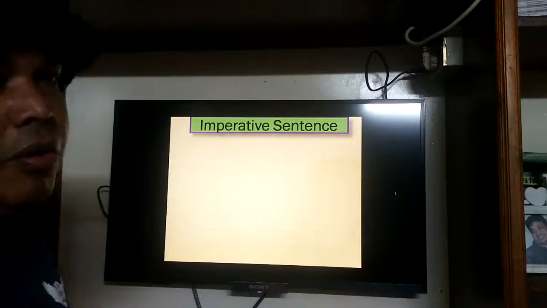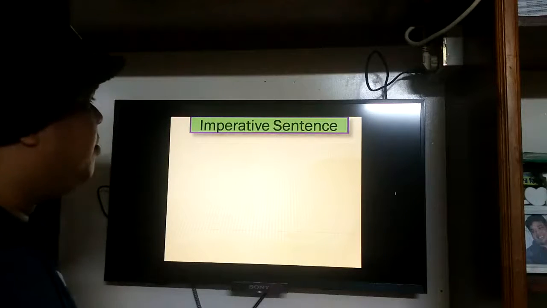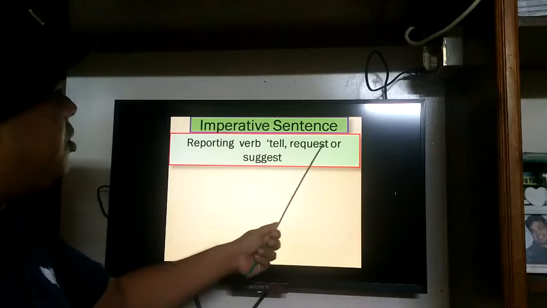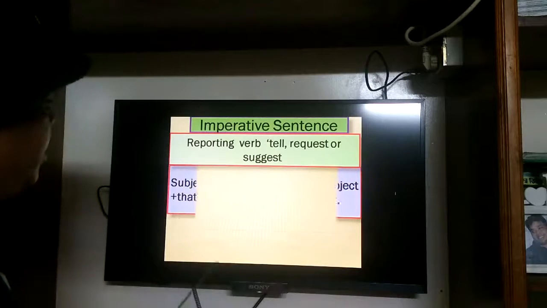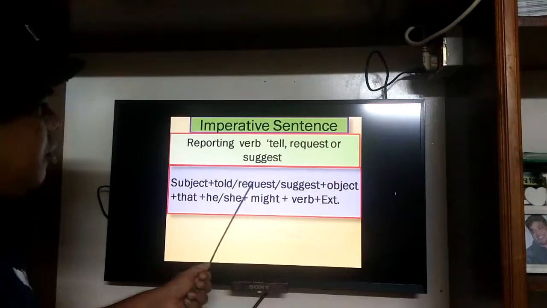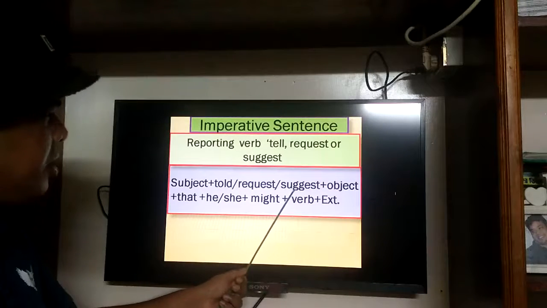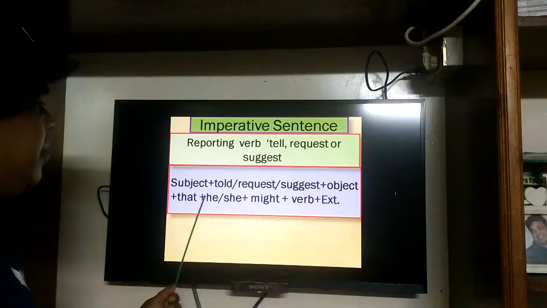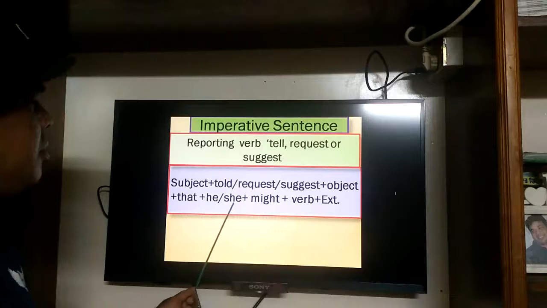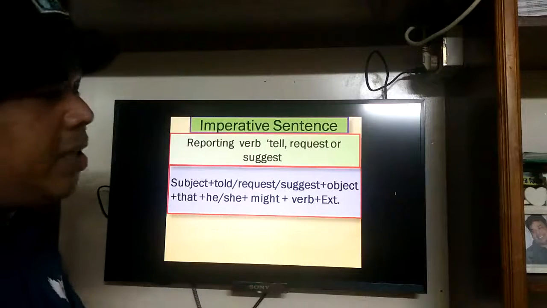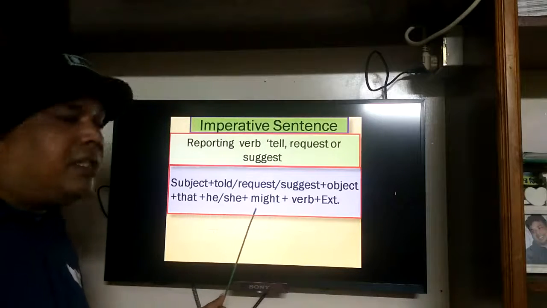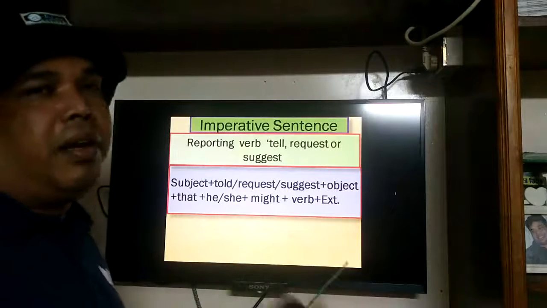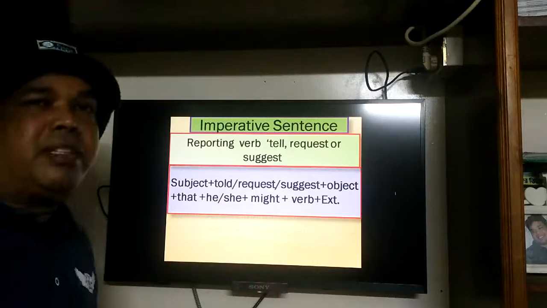Imperatives: I'm giving you more examples of imperative sentences. Reporting verb: tell, request or suggest. Subject plus told or requested or suggested plus object plus that. You can follow he or she, might plus verb plus extension. You can write here, over here, might be allowed to. Might or might be allowed to, both will be acceptable.